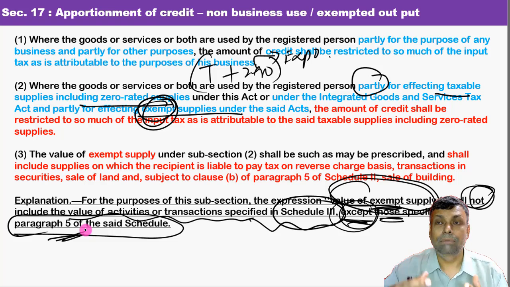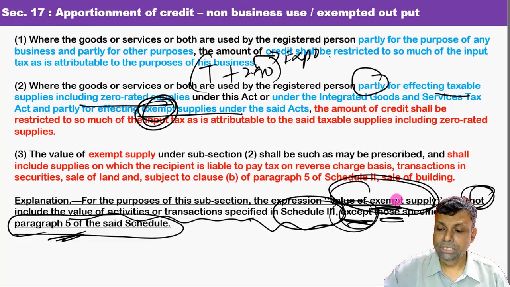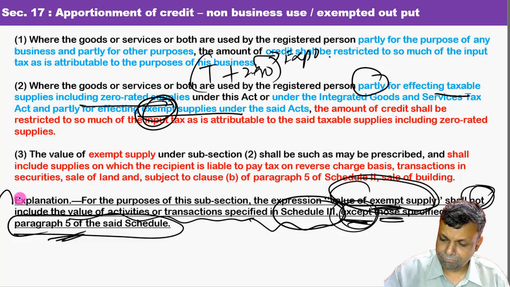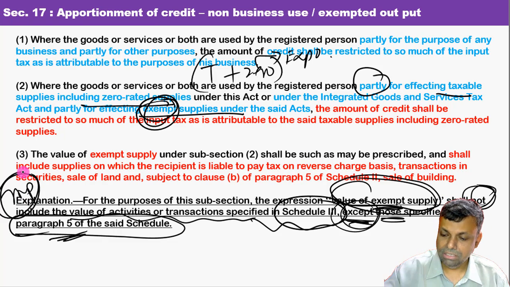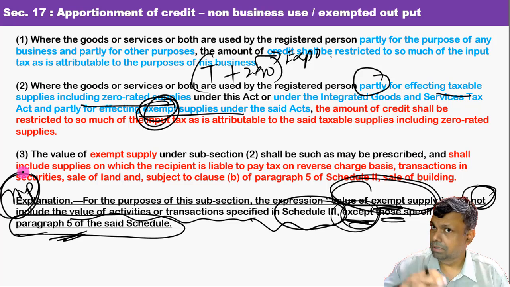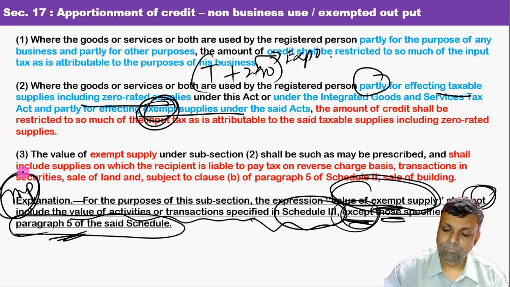So you have to allocate that, how much was exempt allocate. So your Schedule 3 items shall not be included in this particular exempted supply except for that particular paragraph 5 items. That is one of the very, very important points, because here any calculation can really be very nasty if the question goes into much greater depth.